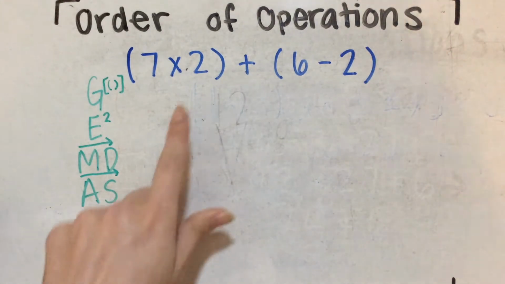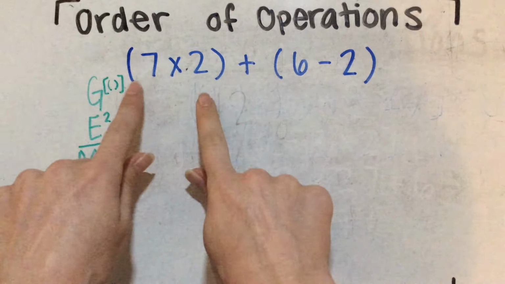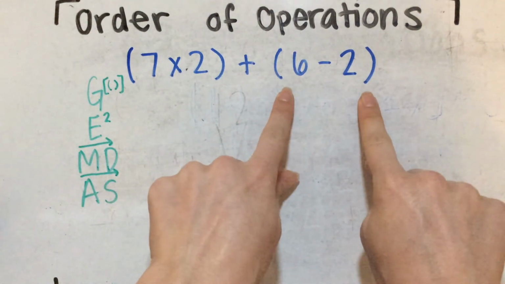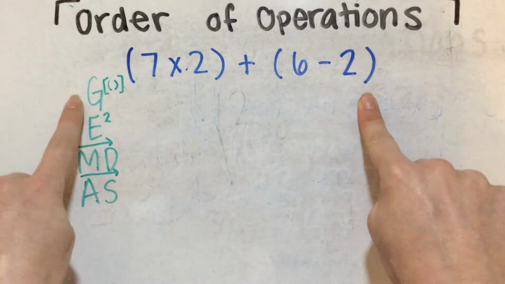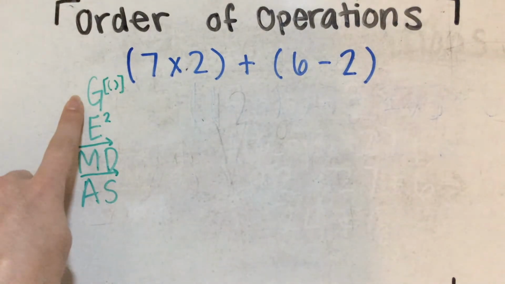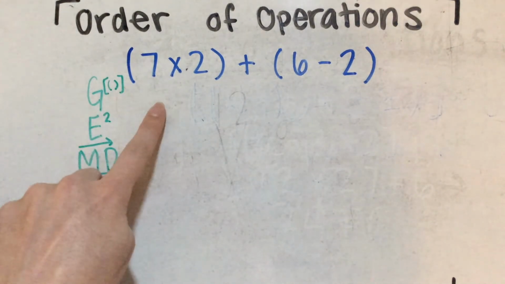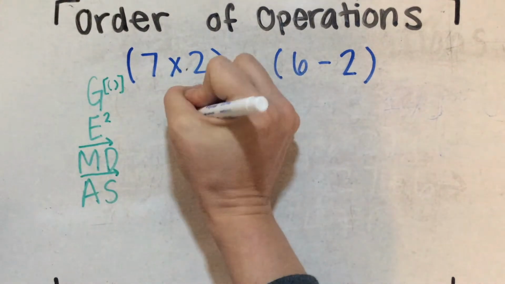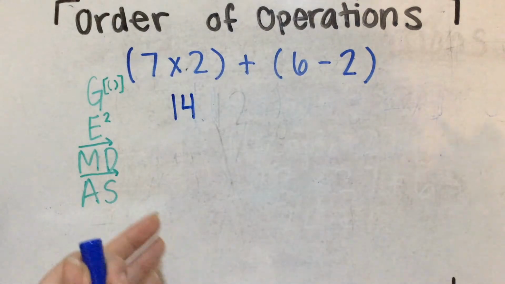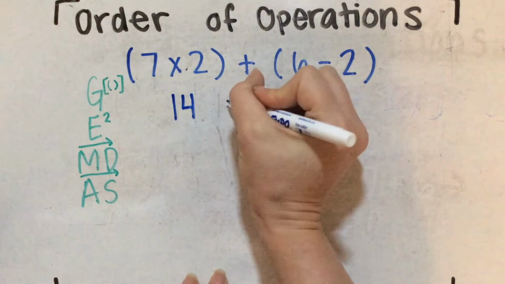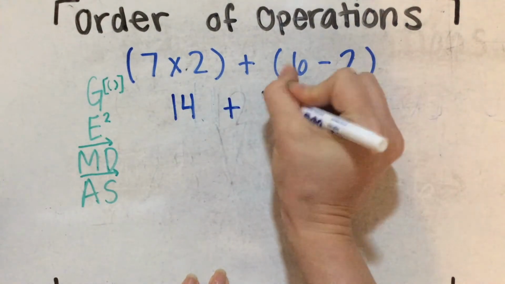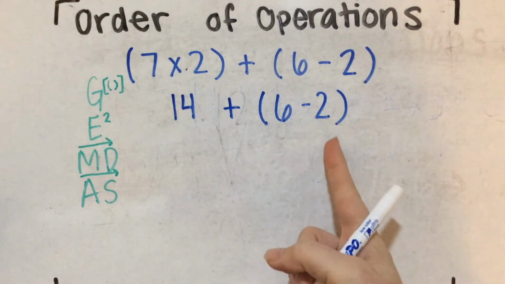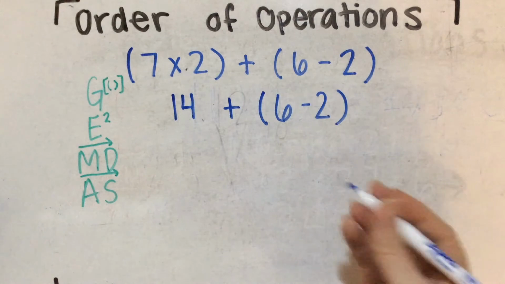So our first step with this problem, 7 times 2 in parentheses plus 6 minus 2 in parentheses as well, we have to solve for those grouping symbols first. So we do what's inside those grouping symbols, so 7 times 2, and that's going to give us 14, and we don't have to include the parentheses anymore because we're done with that. Then plus parentheses 6 minus 2, and we rewrite out the whole problem so we can see every single step.